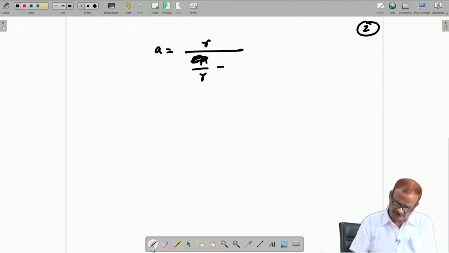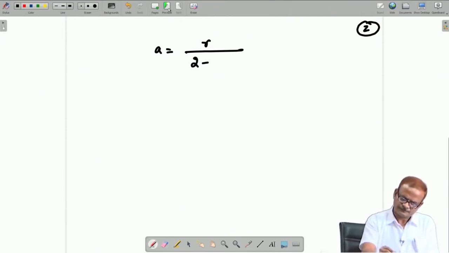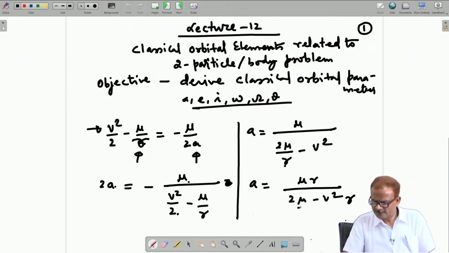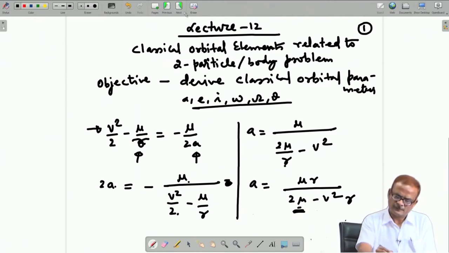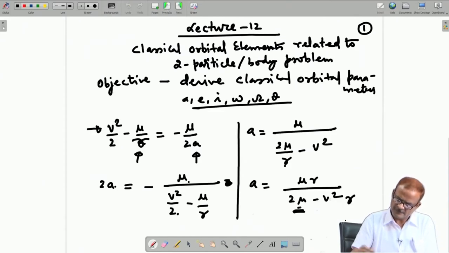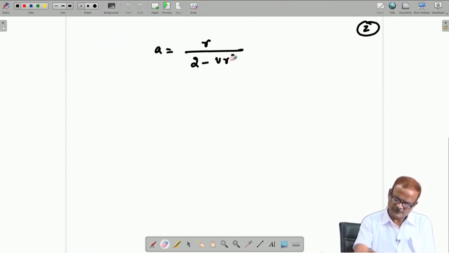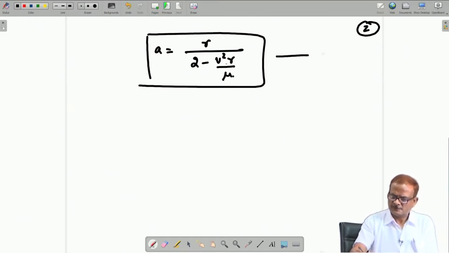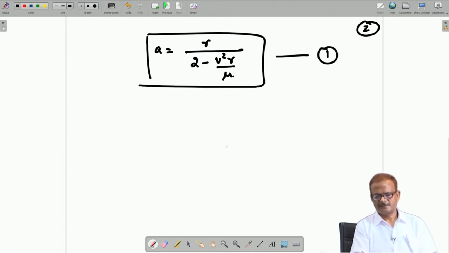We are dividing the numerator and denominator by mu. So, mu here cancels out and we get 2 here in this place, minus v square r divided by mu. So, this is the first parameter determined here, which is a.